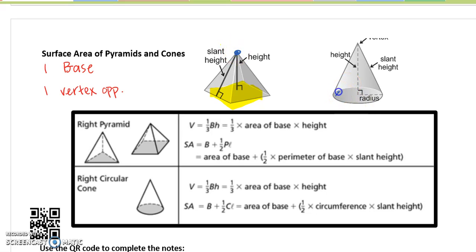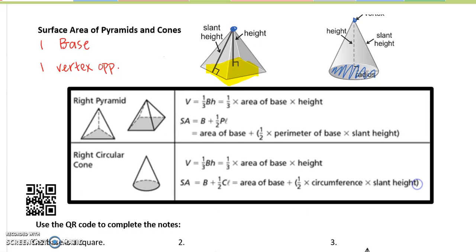On our cone here, we have a circle base. And instead of another circle up here, we instead have a point, or the vertex that we like to call it. So for these, you can see on your formula sheet right here the formula for surface area. We are going to use B plus 1/2 PL.